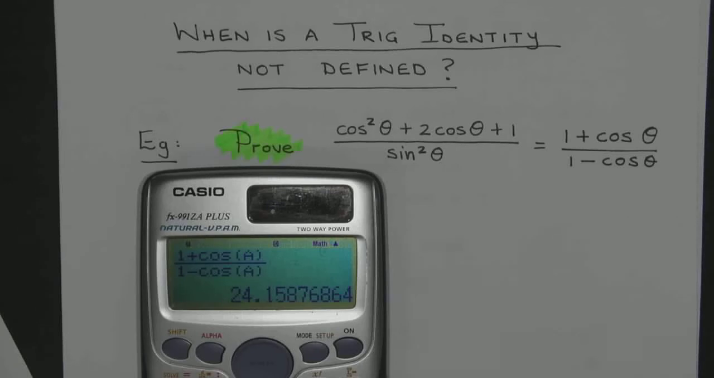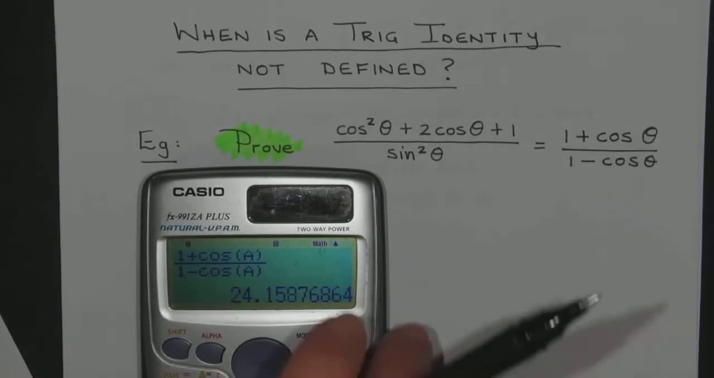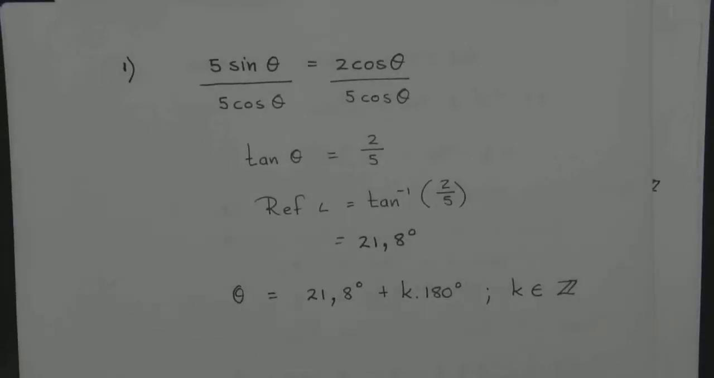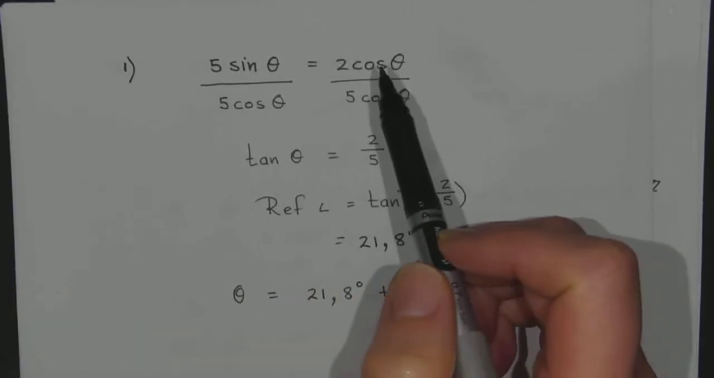But why was I willing to pick 23? Because any angle will work here. This is why a trig identity is not an equation. An equation, like the ones we've been doing, the general solutions, has a formula for the angles that work. Meaning, when you solve one of these general solutions, so if I go back to, for instance, this one, then 21,8 will make the left-hand side equal to the right-hand side.